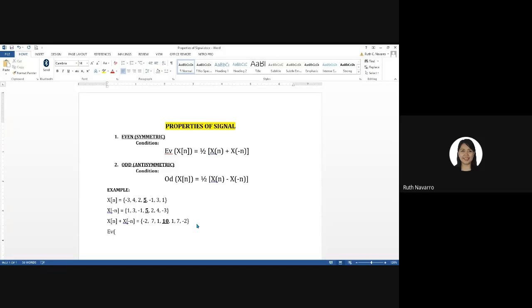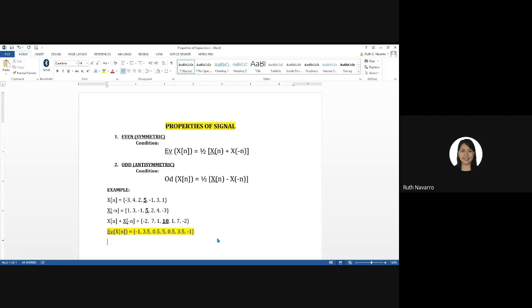The even signal of x of n is equal to: negative 2 divided by 2 is negative 1. Next, 7 divided by 2 is 3.5. Next, 1 divided by 2 is 0.5. 0.5. 10 divided by 2 is 5. 1 divided by 2 is 0.5. 7 divided by 2 is 3.5, and negative 2 divided by 2 is negative 1. So this is now the even signal.